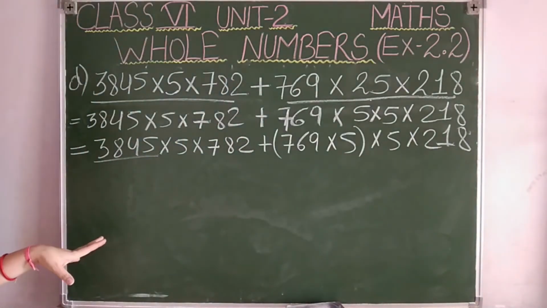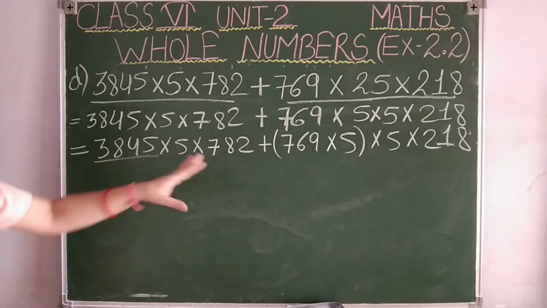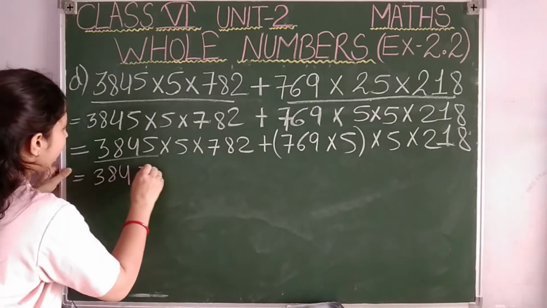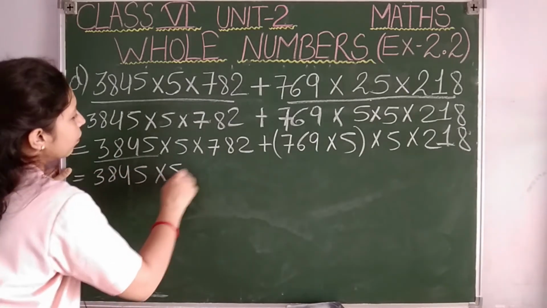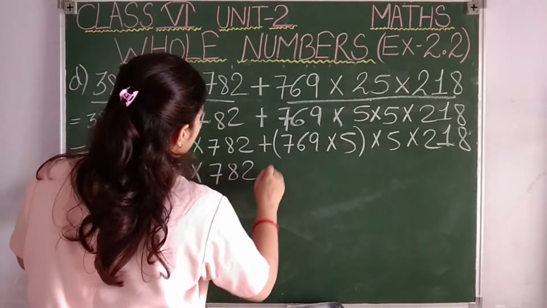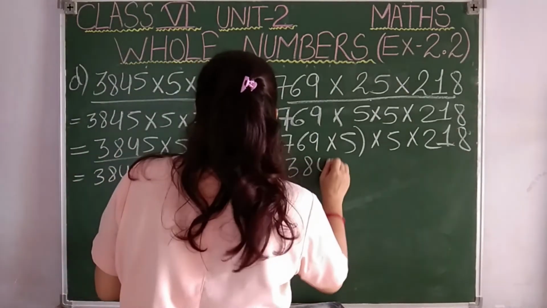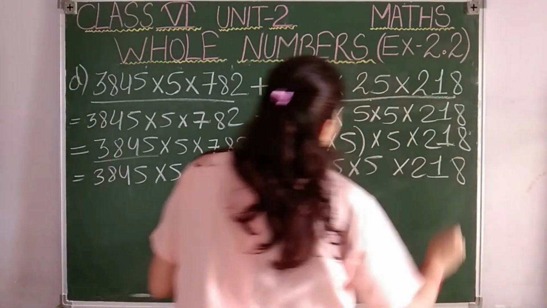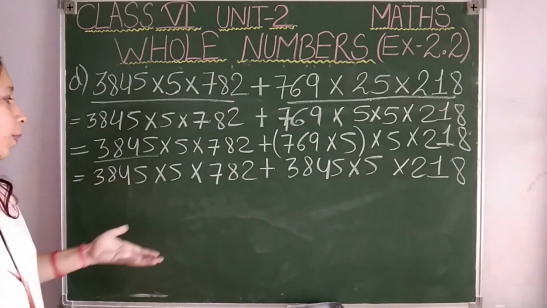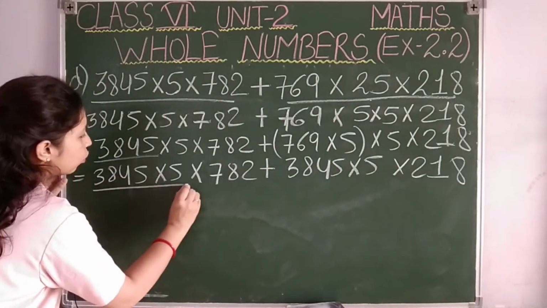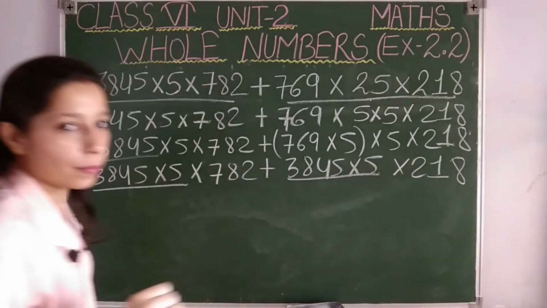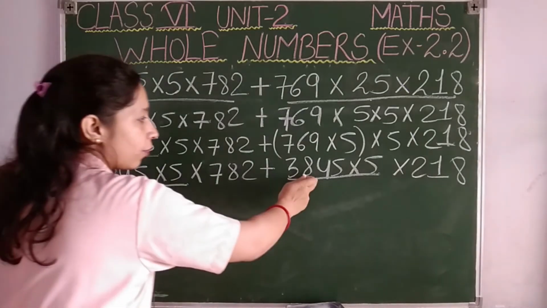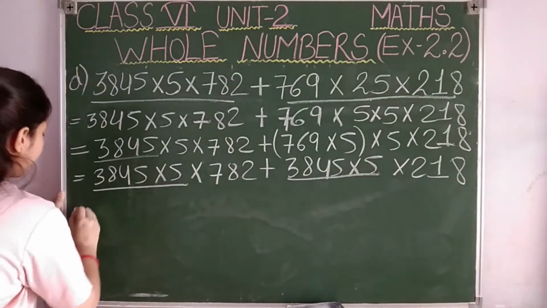Anyhow, we want the numbers to be common, na? So that's why I have done like this. Clear, students? Let us write again. 3845 into 5 into 782 plus 3845 into 5 into 218. Clear, students? Now I hope the question is already clear to you. Now this number and this number are in common, isn't it? When you multiply 5 with 3845, the same answer you will get for this also, same digits are written. So let us multiply them.